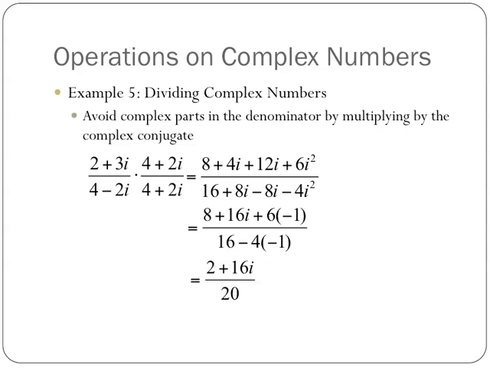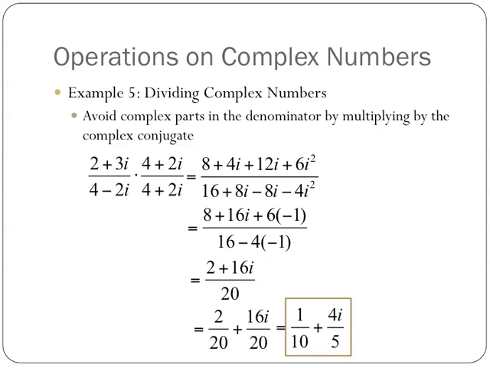And then we're going to separate this into the real and imaginary part. So this will be 2 over 20 plus 16i over 20. And then we can simplify each of those fractions. So we have 1 over 10 plus 4i over 5. And that's our answer there.